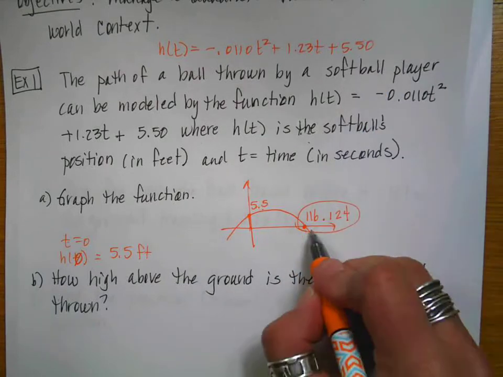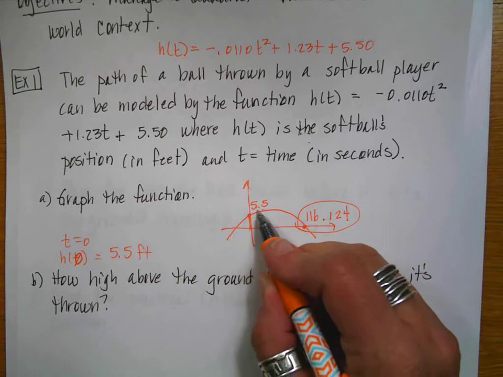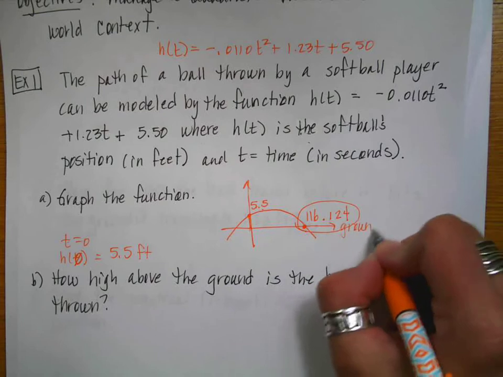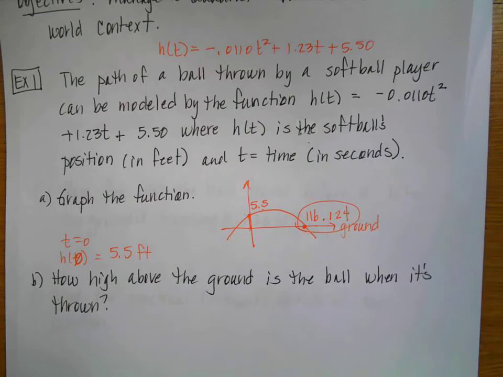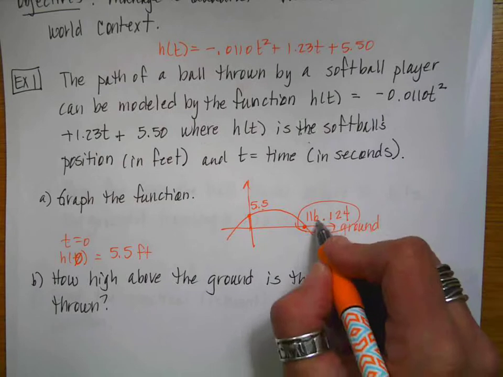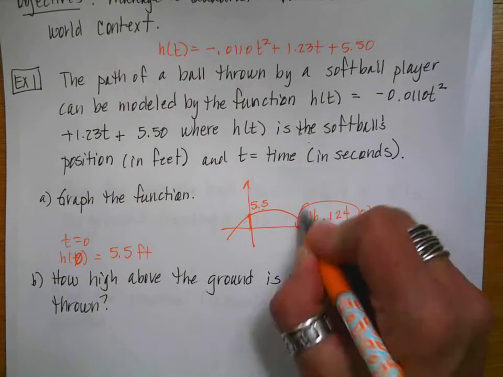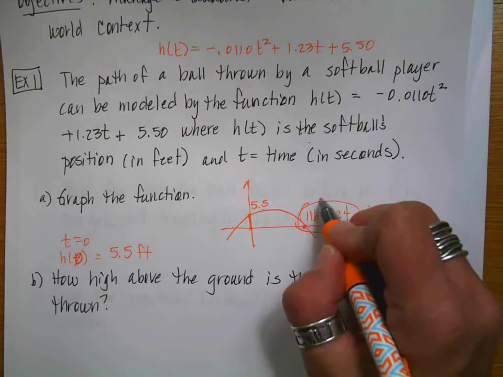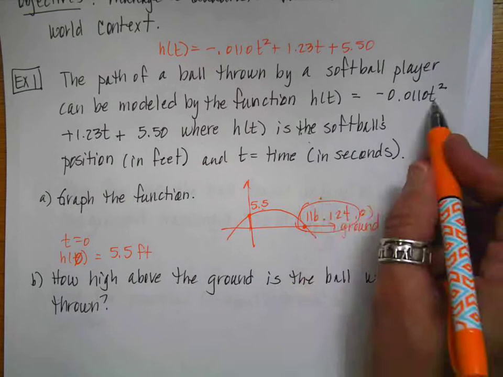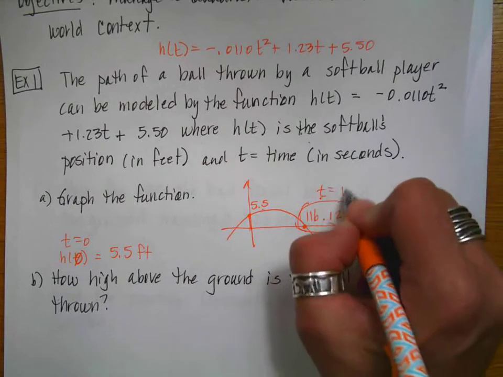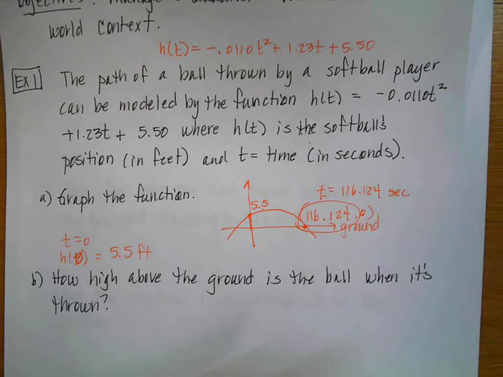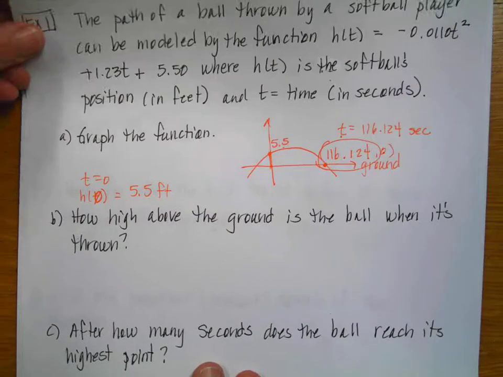This one over here is where the ball starts, it goes up, and it comes back down. The x-axis is the ground. That means that is where the ball hits the ground. So this point was 0. If it hits the ground, that means it's 0 feet above the ground. And this in our equation is going to represent time. So it's going to take 116.124 seconds for the ball to hit the ground. That's just explaining what the function actually looks like.